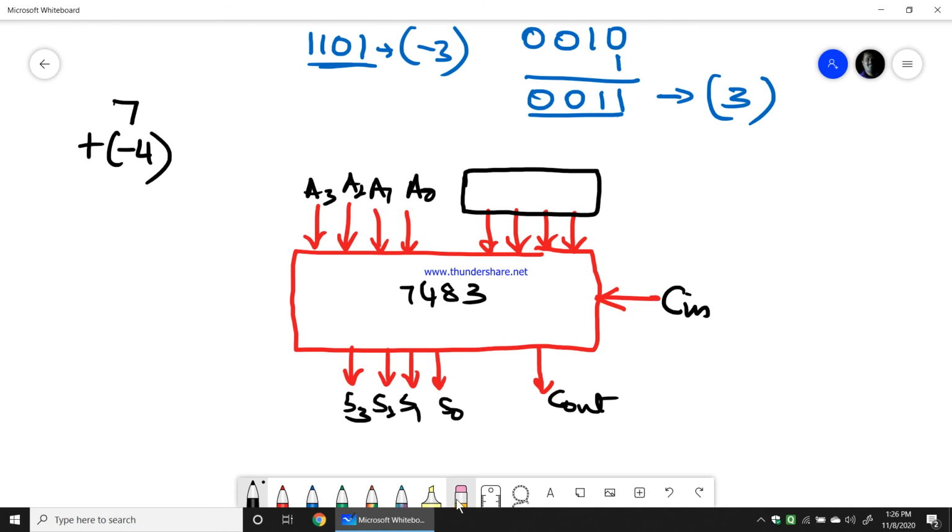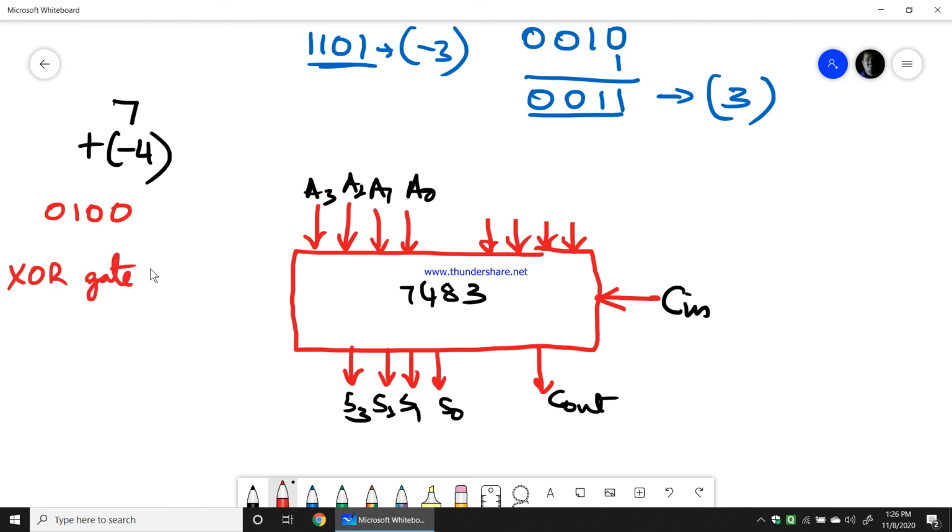So therefore, to get 2's complement here, what we do is we connect an XOR gate. Let me tell you why an XOR gate is used. Now for example, 4 is 0 1 0 0. The XOR gate will give the 1's complement of any number, the 1's complement of a binary number.